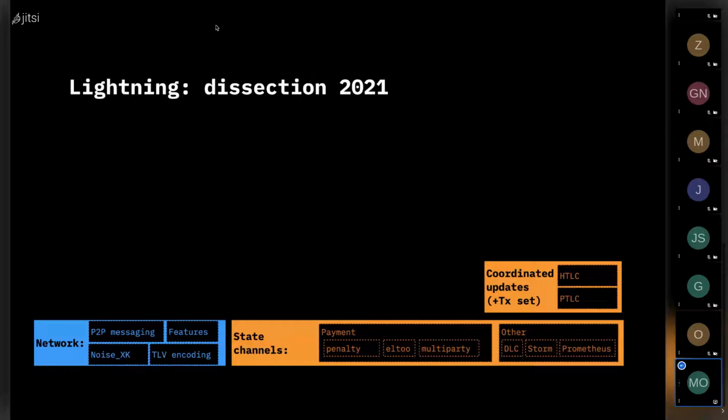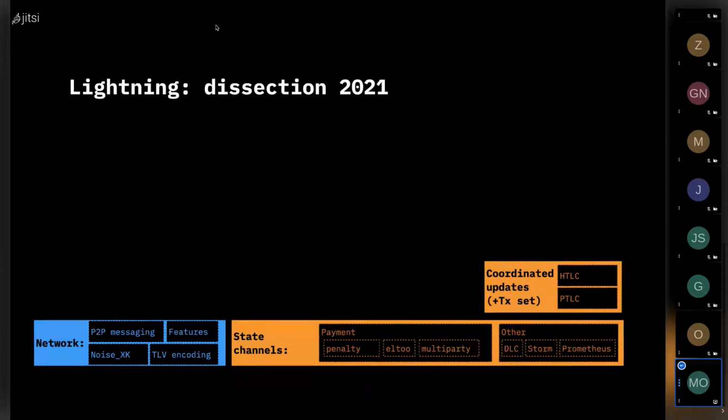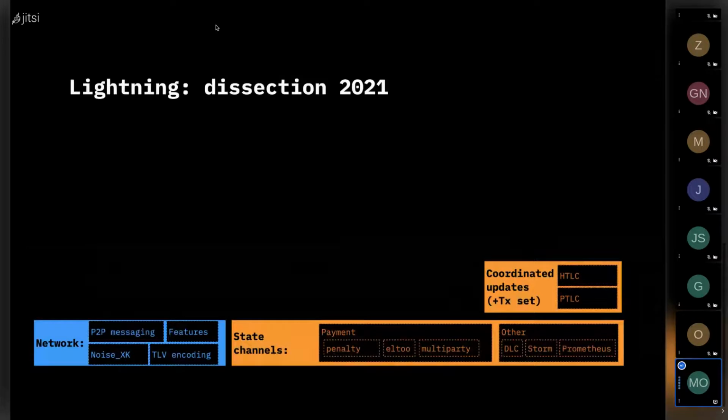On top of the layer of state channels, also related to the Bitcoin transaction graph, there is another set of protocols, a family of protocols, which are called coordinated updates to a transaction set. So basically, how you can coordinate updates to state channels between different state channels. How you can loosely bind state channels together. That is basically a building block for routed payments. But we are not having payments here yet at all. We are not having routing here at all.